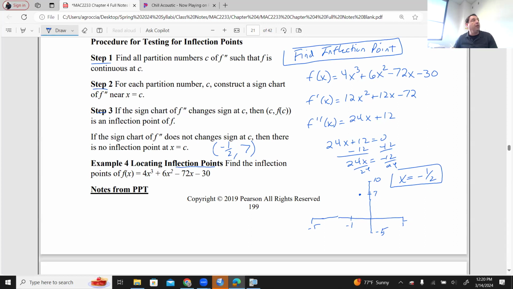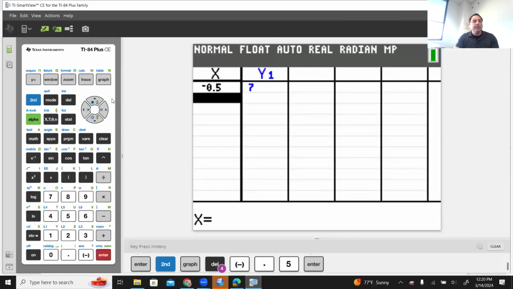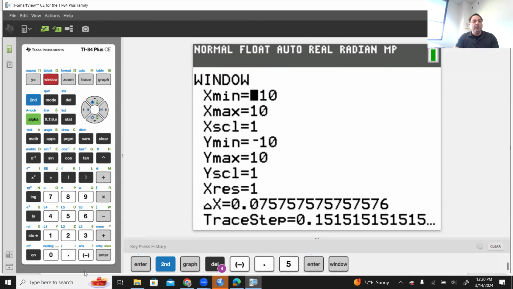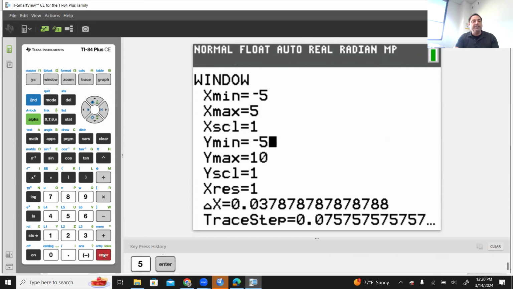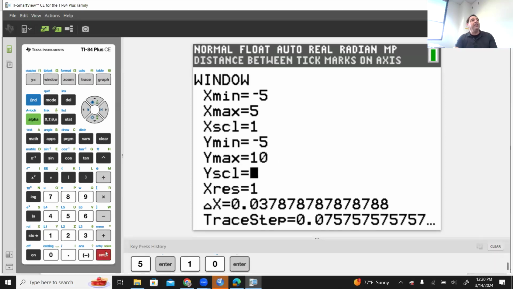And if you're like, what if I'm wrong? What if you're wrong? Change your window. You can change your window 1,000,000 times if you want. So let's just start with negative 5 to 5. So I'm going to go to window, negative 5 to 5, counting by ones. Then I'm going to go to 5 to 10. I'll still count by ones. Now, again, you're like, how am I supposed to know? You just try it. You build around what you want to see. And I'm going to hit graph.